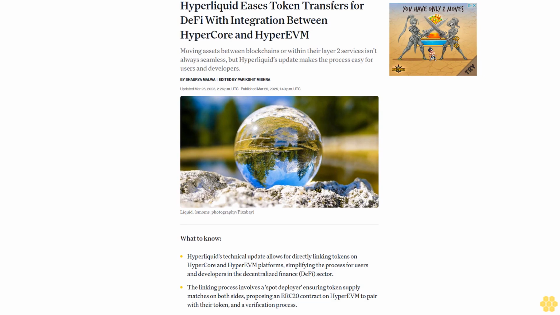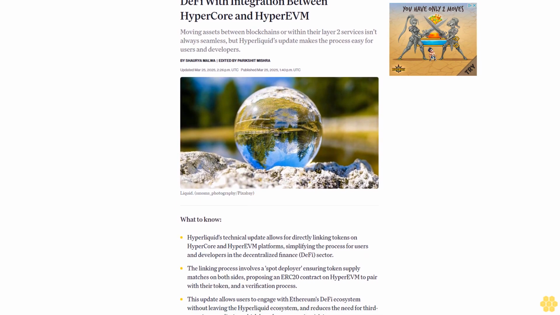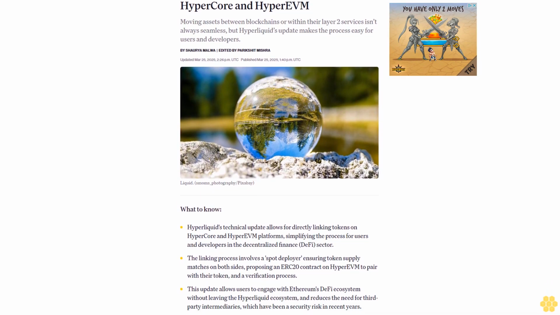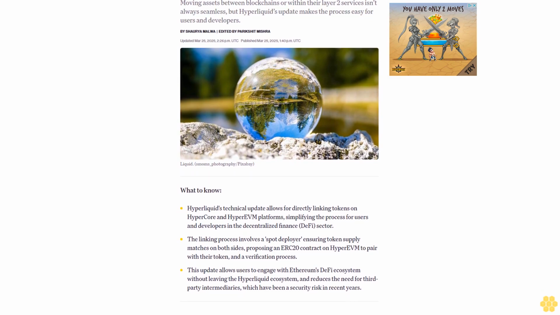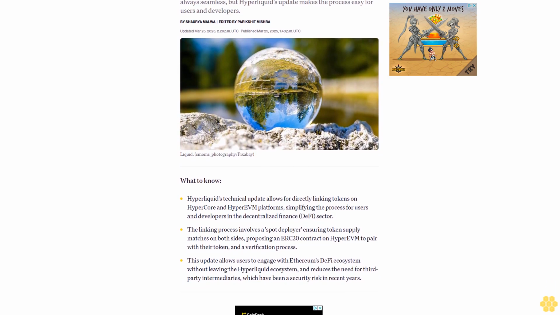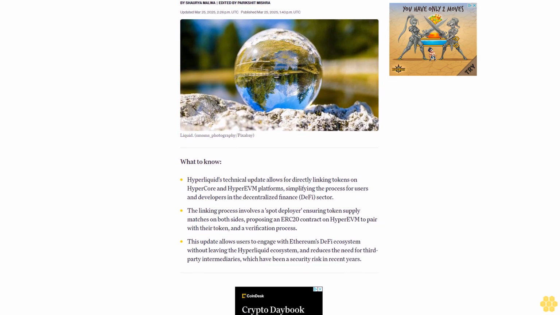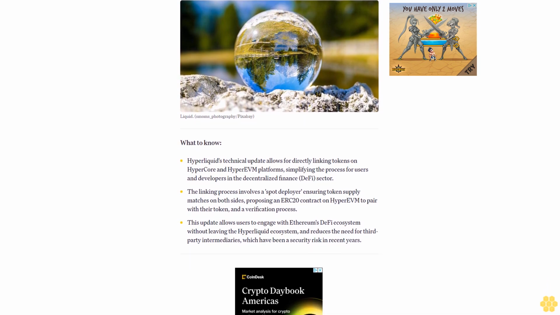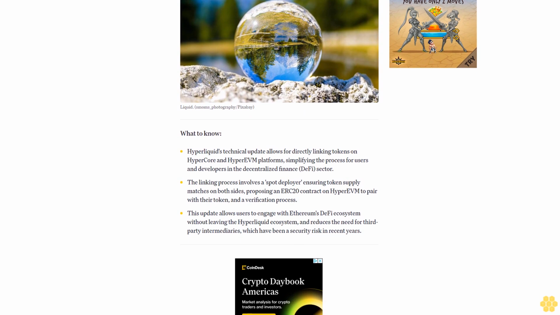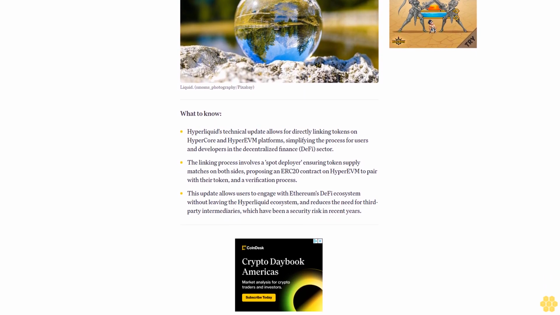Hyperliquid eases token transfers for DeFi with integration between HyperCore and HyperEVM. Moving assets between blockchains or within their Layer 2 services isn't always seamless, but Hyperliquid's update makes the process easy for users and developers. The decentralized finance, DeFi sector is among the biggest drivers of value accrual and revenue creation for crypto projects. But its complexity often leaves users tangled in a web of blockchains, bridges, wallets, and tokens.